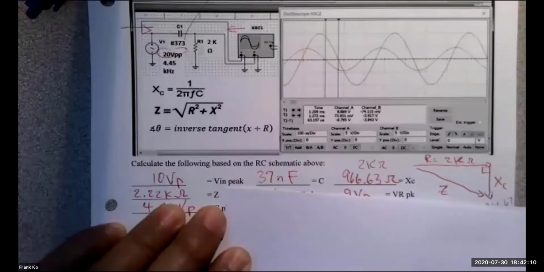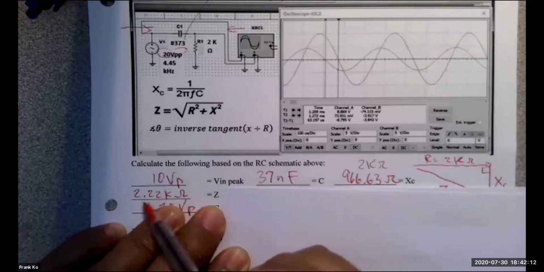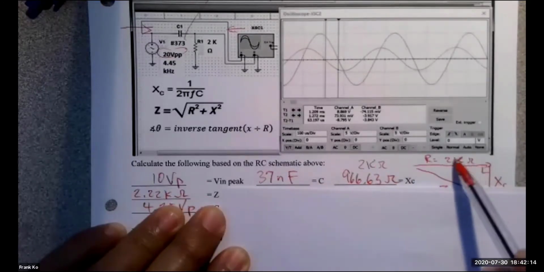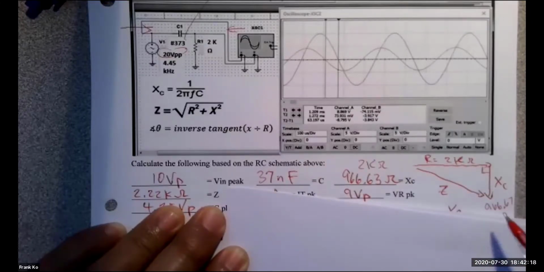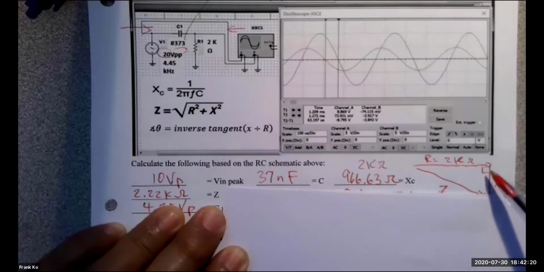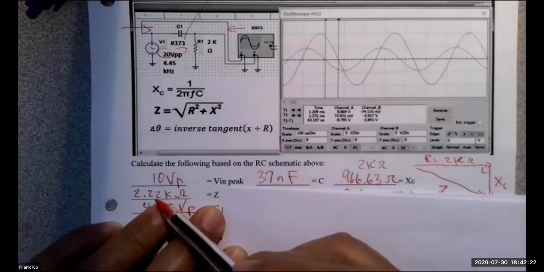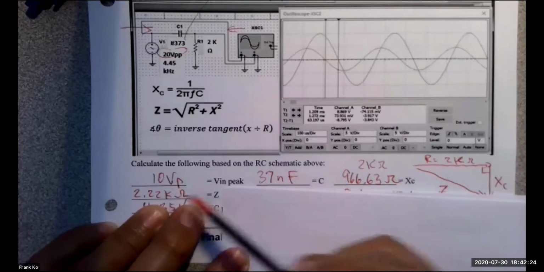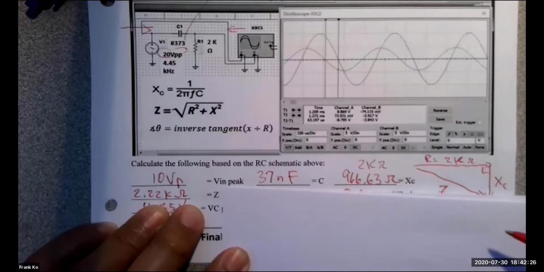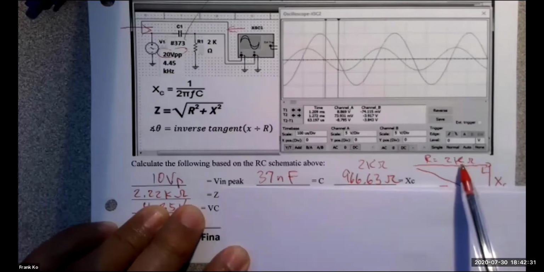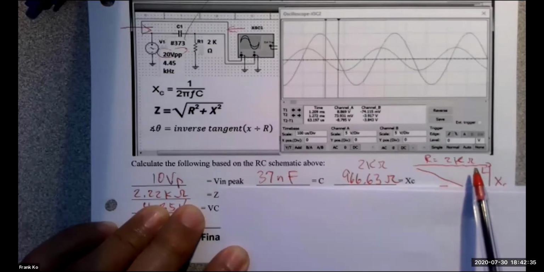And does it make sense? Should the hypotenuse be a value that is greater than each of the legs? One leg is 2K, the other leg is 966.67, so is 2.22 kilo larger than either of the two legs? The answer is yes. Suppose your calculator spit out something smaller than 2 kilo. You've got a problem with your calculator, okay?